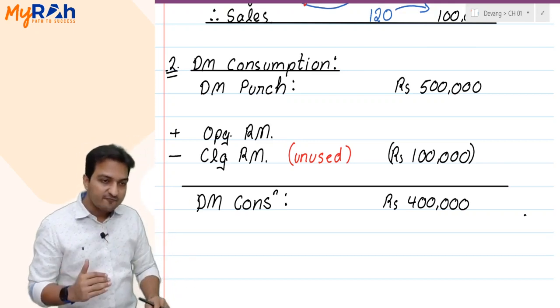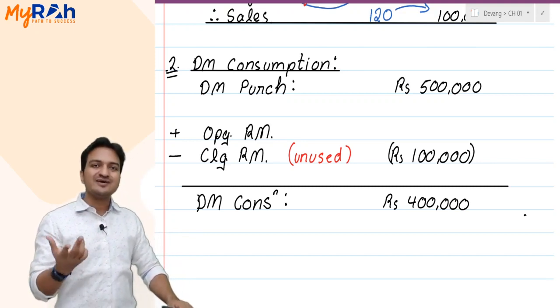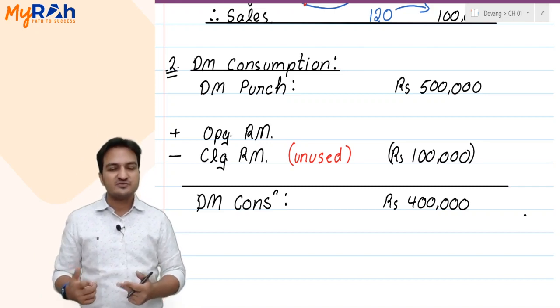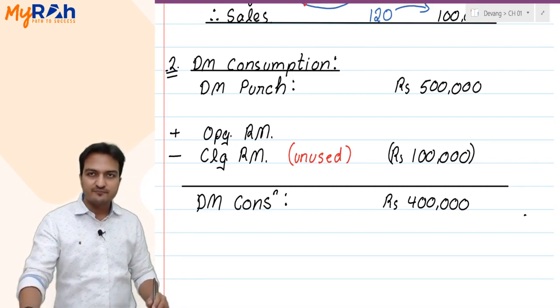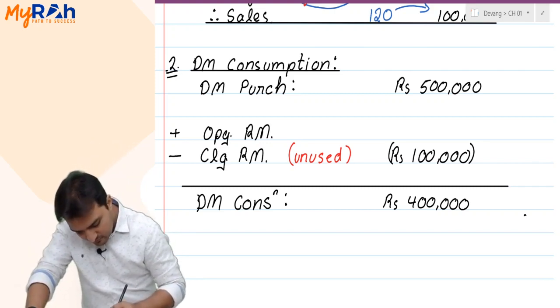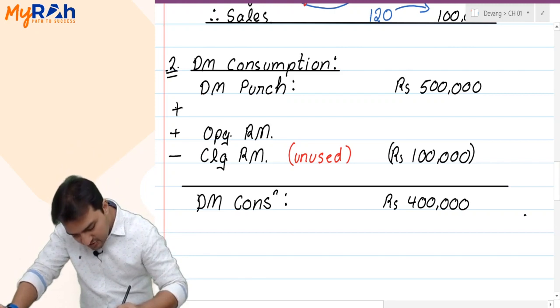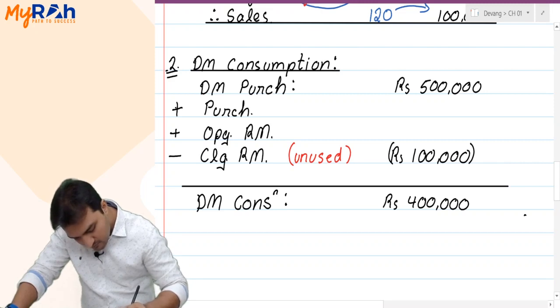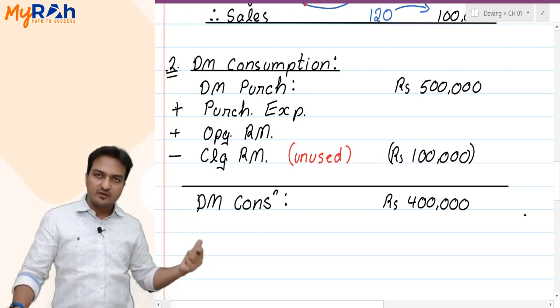What if for the purchase material I have also incurred some kind of transportation cost? Then in my direct material consumption I will also add it. Look at my full format. My format will then go like this: purchase plus purchase expenses, add opening raw material less closing raw material will give me consumption.